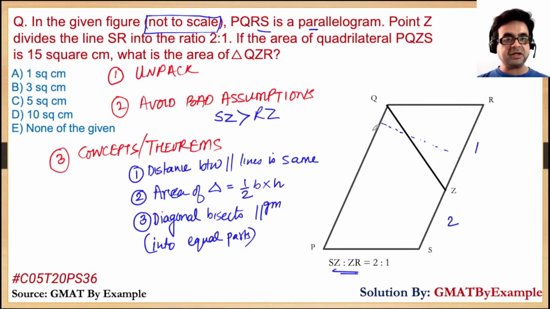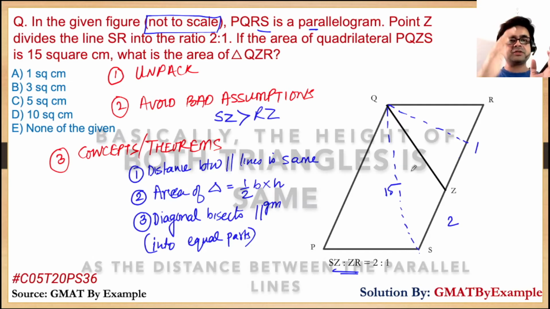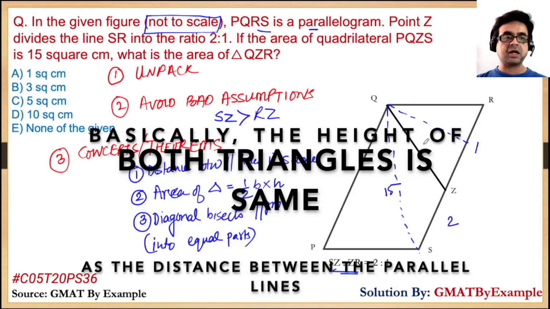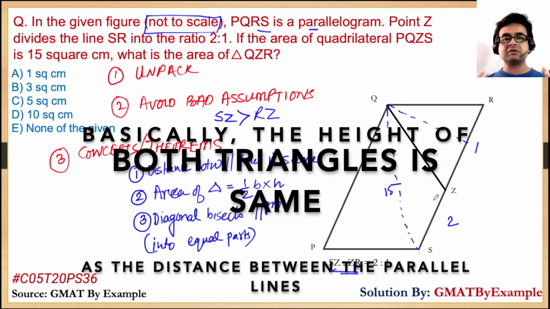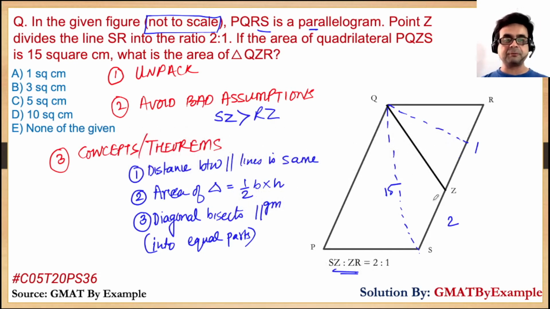We are given that the area of this quadrilateral, which is PQSZ, is 15. We are also given that these two sides are in the ratio 2:1, but we are not given the measure of these sides, which is fine. We know that if we draw the diagonal QS, it will divide the parallelogram PQRS into two equal parts. We are also going to draw a line perpendicular from Q, and we are going to use the property that the distance between two parallel lines is always the same for triangle QZR as well as the triangle QZS. So this is our strategy. We are going to somehow use this information to finally figure out what the actual answer to the question is.